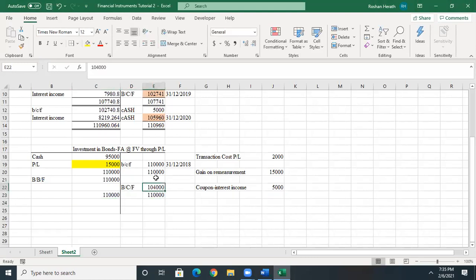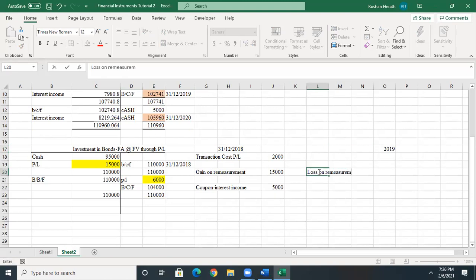So this time what has happened? It's a kind of a loss. So it's a loss on remeasurement. So charge that to the period. So in the following period, you made a loss. So this is for 2018 figures, 31st 18. I have taken this for 2019. Loss on remeasurement. So there it comes, a loss of 6,000.